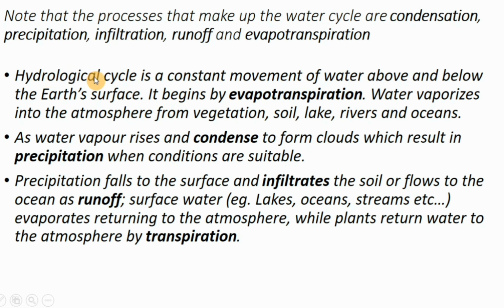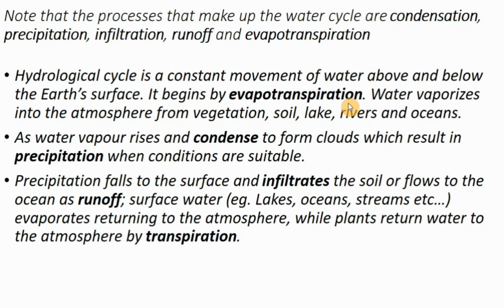What is the hydrological cycle? It's the movement of water above and below the Earth's surface. Movement of water above and below the Earth's surface. So how does it begin? It begins by a process which is called evapotranspiration. First, what is evapotranspiration?